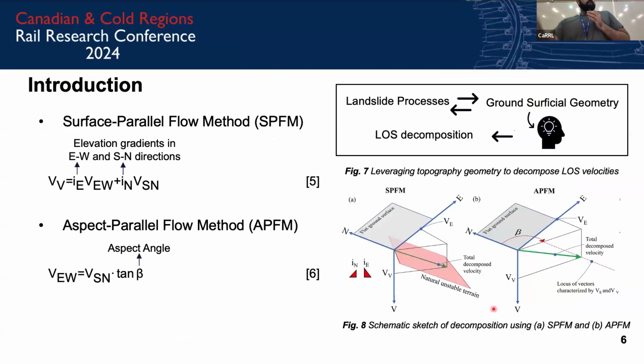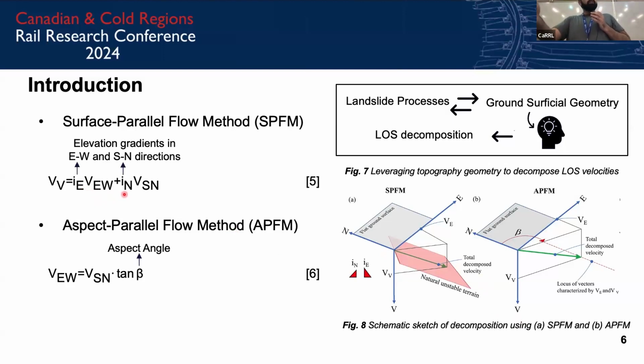We know that there is a bidirectional relationship between landslide processes and ground geometry. So we can leverage this ground geometry and take inspiration from it to make compatibility equations between these components, so we don't have to ignore anything. The first one that we looked at is the surface parallel flow method, which takes the elevation gradients in east-west and south-north directions, in a way that forces the total velocity to follow the natural terrain.